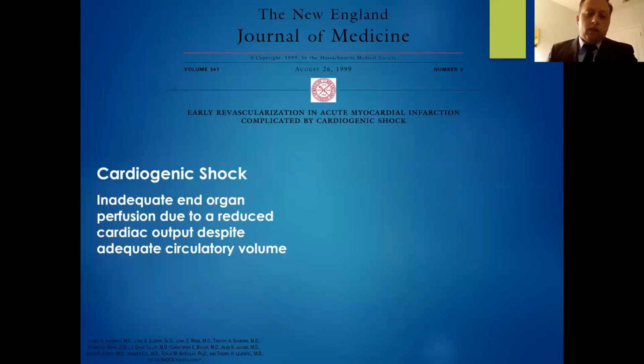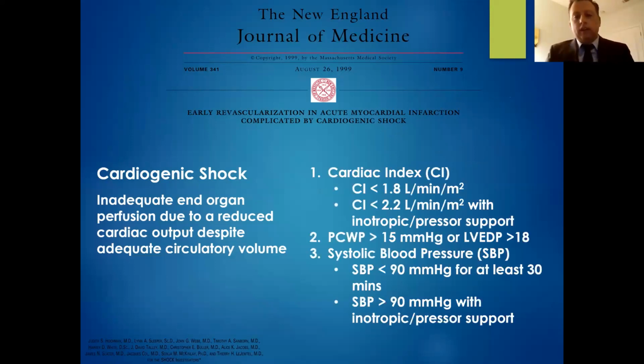So just talking about the definition of cardiogenic shock, and this actually comes from the SHOCK trial. This is the inadequate end organ perfusion due to reduced cardiac output despite adequate circulatory volume. So they have a cardiac index less than 1.8, or less than 2.2 while on inotropic or pressor support, and they're overloaded. They have a wedge greater than 15 or an LVEDP greater than 18. And of course, the shock part, having a systolic blood pressure less than 90 for at least 30 minutes, or requiring inotropic or pressor support to keep them above 90.